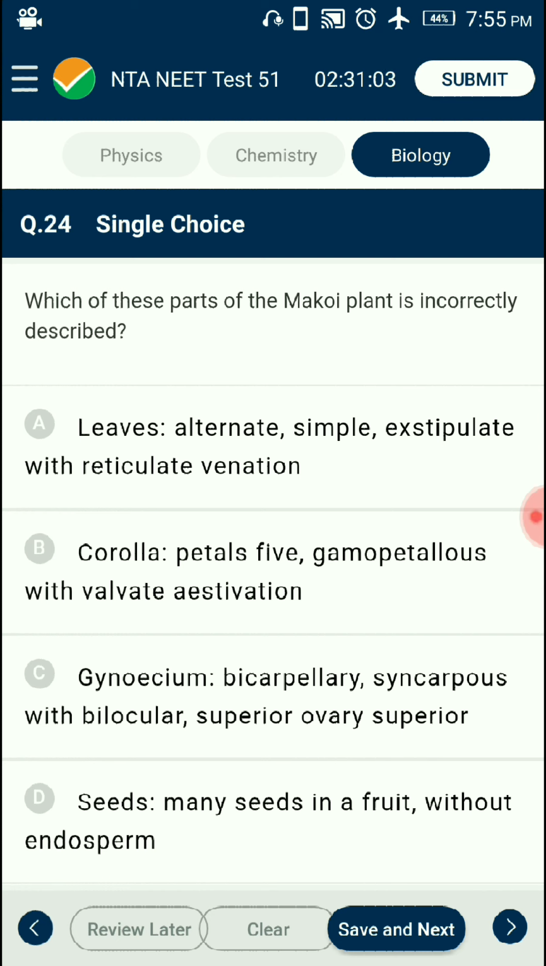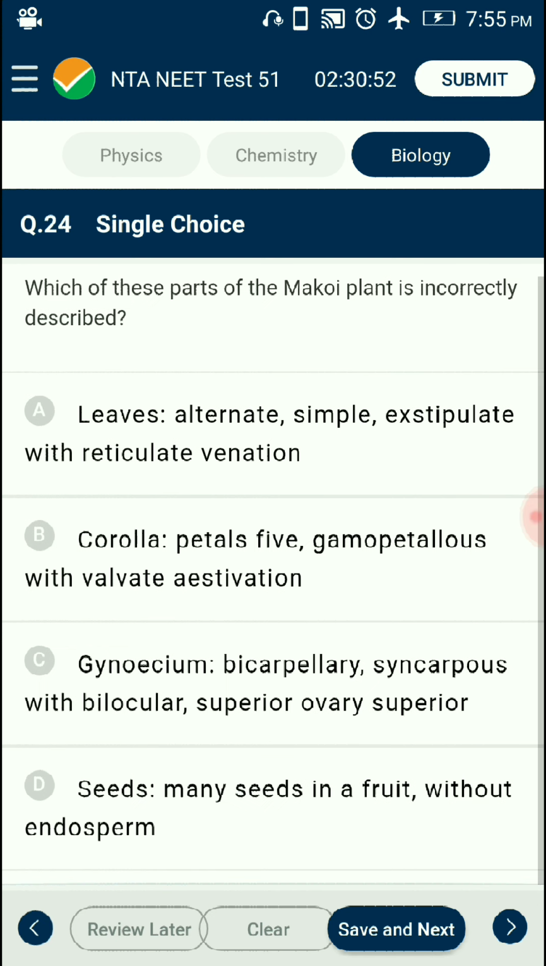There are many seeds in their fruit but all of them have endosperm. So the answer for this question is option D. Seeds, many seeds in a fruit without endosperm, is the incorrectly described one about the dicot plant.